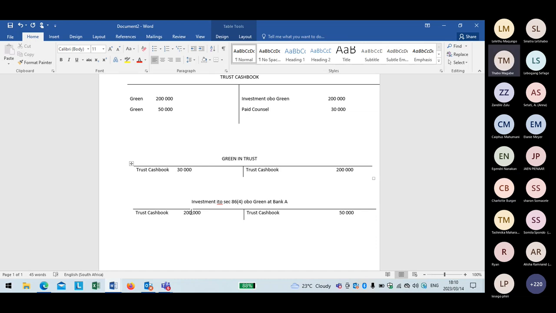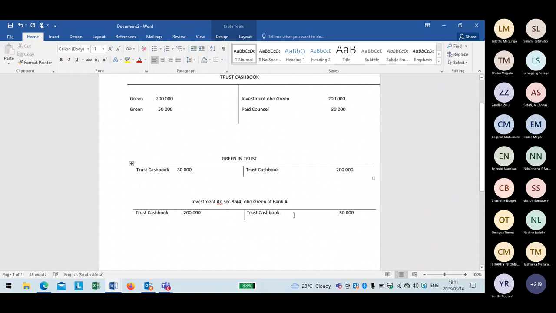And pursuing that, what did you do? Well, we did invest, obviously, the 200,000. So it means money is no longer in the trust account. True. So you cannot pay from the trust account unless you withdraw from the investment account, not so? Yes, but wouldn't you then withdraw the 50,000 from the investment account? That's what we did. Because number two says, Green later instructs you to withdraw 50,000 and pay counsel 30,000. Oh, sorry. I see the withdrawal at the bottom of the screen. My apologies. Okay, so you saw it.